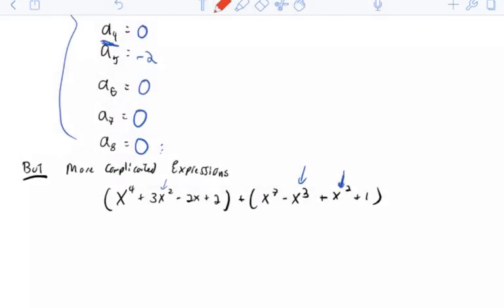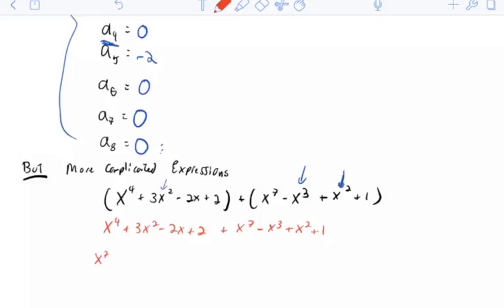Well, I can start by getting rid of these parentheses. So it's x^4 plus 3x squared minus 2x plus 2. And that one, x to the 7 minus x to the 3 plus x squared plus 1. And then what I want to do is combine them into one list. So I'm going to move all the larger exponent powers to the left and the smaller ones to the right. So let's see, I'll move x to the 7 over here.